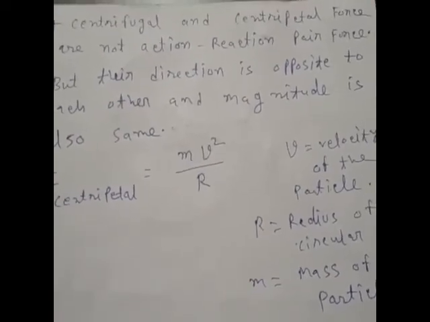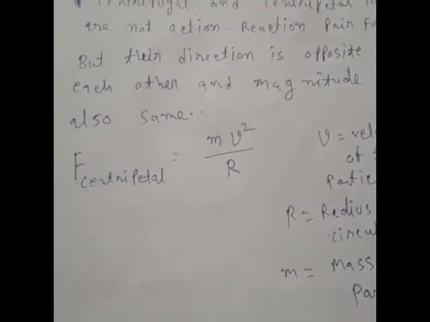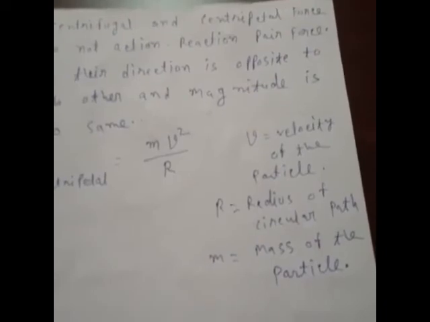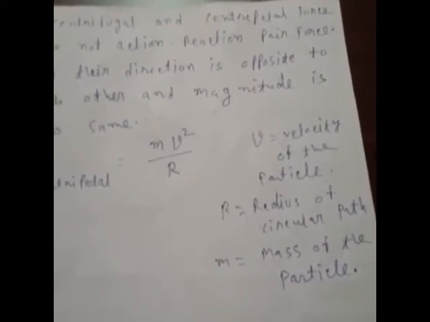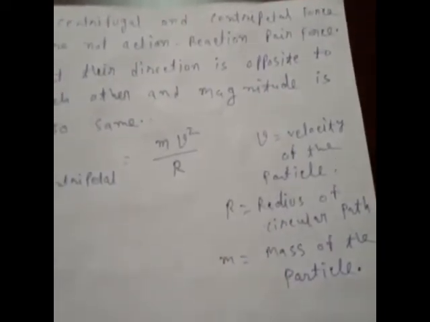The proof of the formula is not in the syllabus, but the formula is there. I am writing it, where v is the velocity of the particle, r is the radius of the circular path, and m is the mass of the particle.